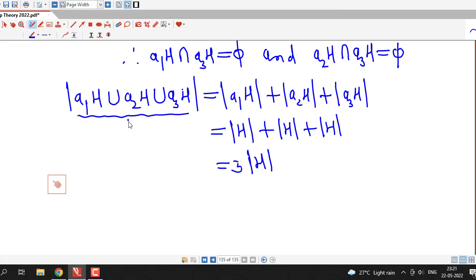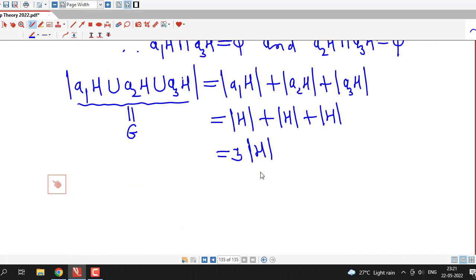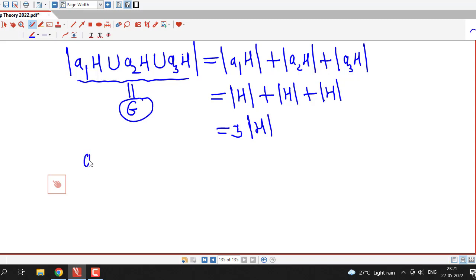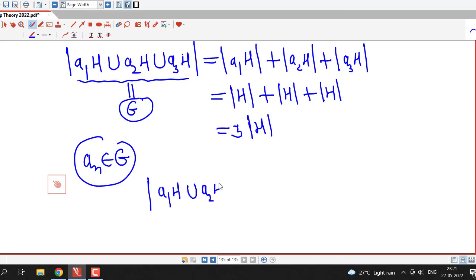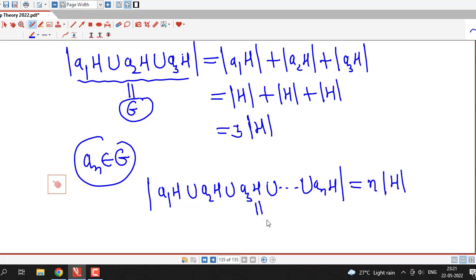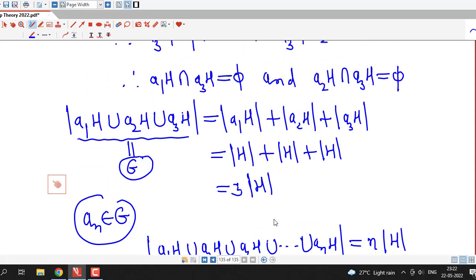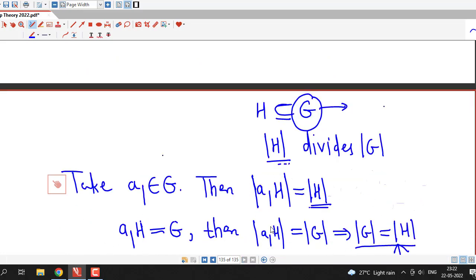Now if this union is equal to group G, then order of G will be equal to 3 times order of H, and we can see that order of H divides order of G. So we continue this process until the last element of group G. Suppose there are n elements, then after n steps we will obtain that order of A1H union A2H union A3H and so on union ANH will be equal to n times order of H, and this will be equal to group G. So therefore order of G will be equal to n times order of H, and therefore order of H divides order of G. In this way we can use properties of left cosets to prove this Lagrange theorem.